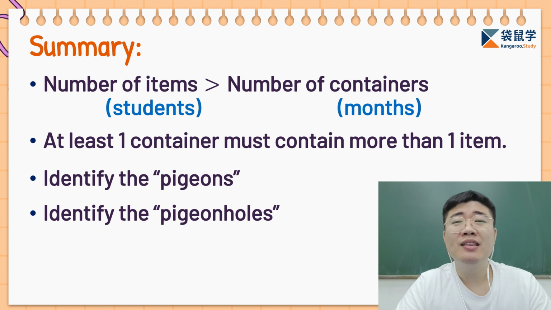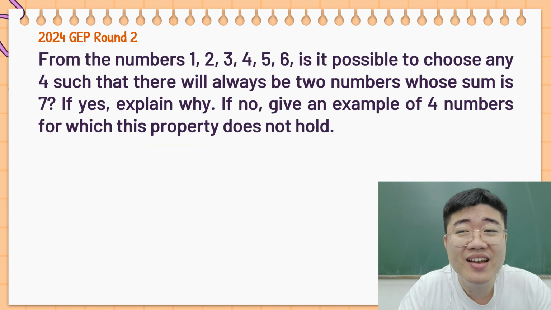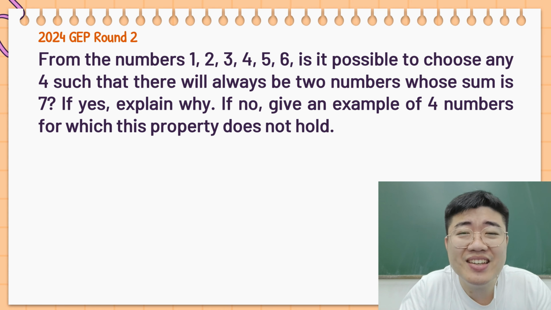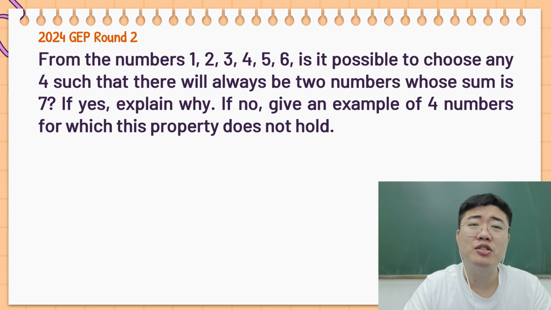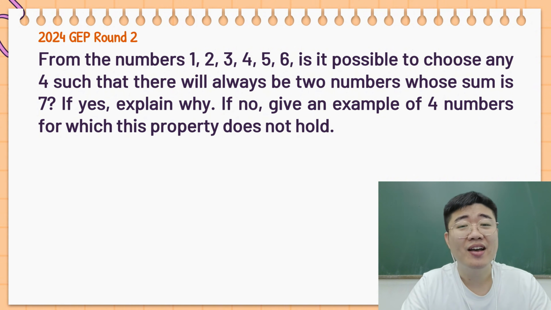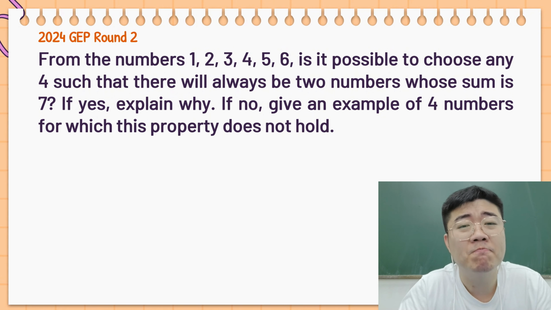So now, let's move on to the next question. This will be the real challenge for the day. This was from 2024 GP round 2. It's a real question from the test. So let's see, from the numbers 1, 2, 3, 4, 5, and 6, is it possible to choose any 4 of the numbers so that there will always be 2 numbers whose sum is 7? If yes, explain why. If no, give us an example of 4 numbers that doesn't work.